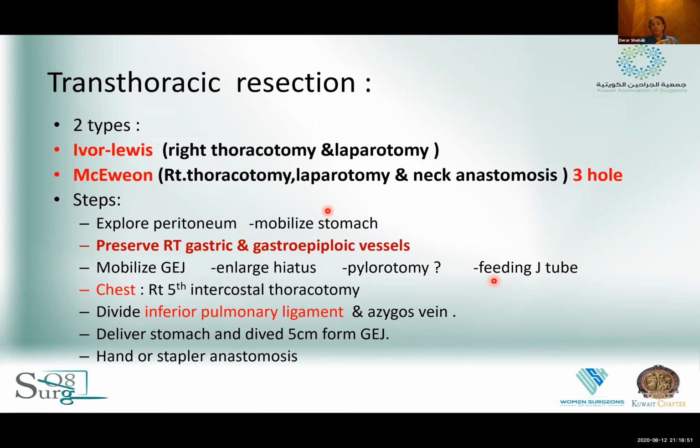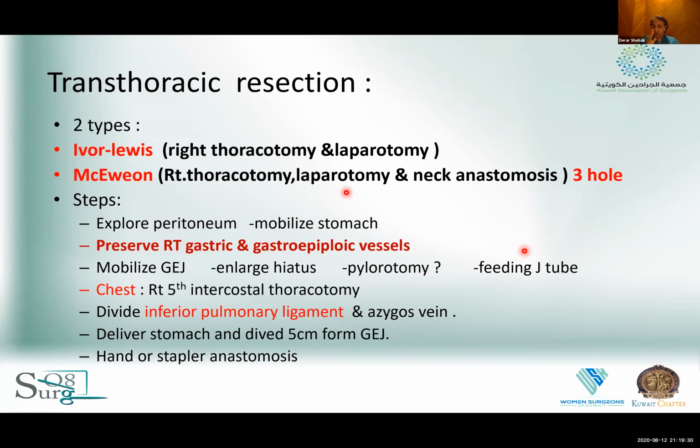Whatever the procedure, transthoracic, the steps are going to be the following. If you are using Ivor-Lewis, then you start with the abdomen before the chest. If you are performing McKeown, then you start with the chest rather than the abdomen. Okay, I'm going to be clear a little bit more. So in Ivor-Lewis, we explore the peritoneum, make sure there is no peritoneal metastasis, and then we start mobilizing the stomach.